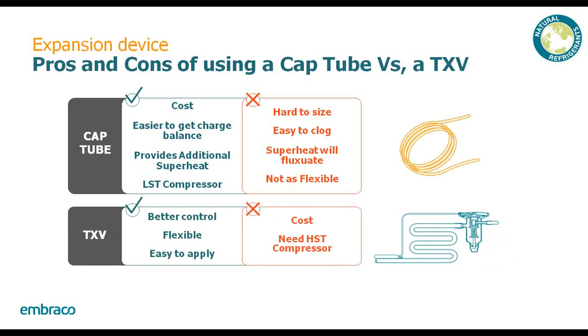TXVs have the advantage of giving you better control over your system. They're more flexible for the type of application you want to use them in, and they're easy to apply. You set the superheat you want, and it will maintain that superheat. The disadvantage to them is that they cost more than cap tubes and typically they require a high start torque compressor unless you have a type of system to equalize in between compressor starts.